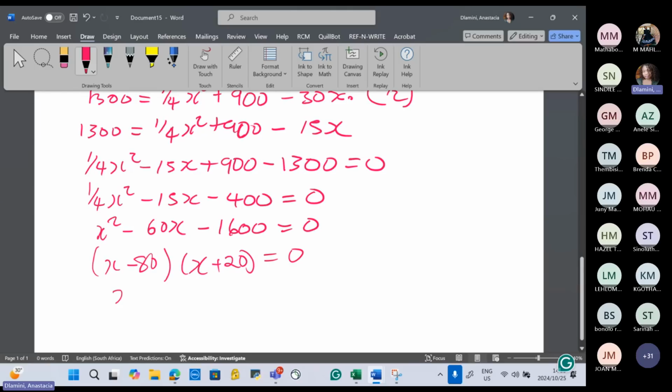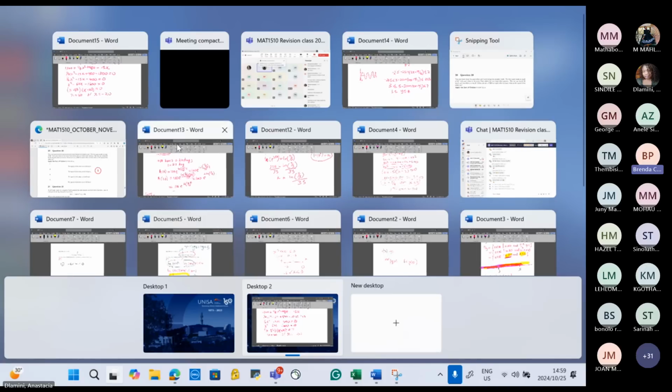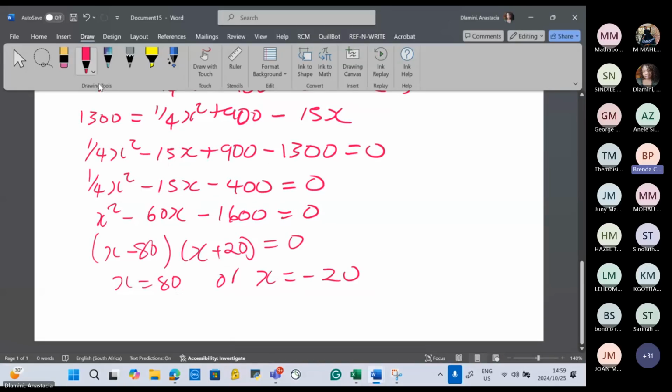So x is equal to 80, or x is equal to negative 20. Now say something. We disregard x equals negative 20. Why? Because distance cannot be negative. You can't have a negative distance.